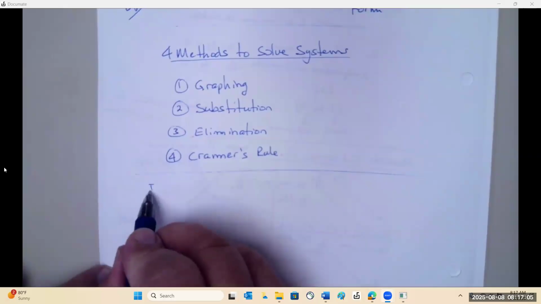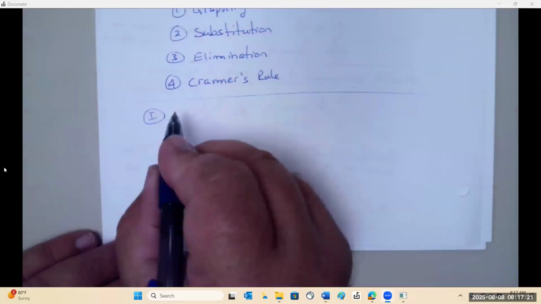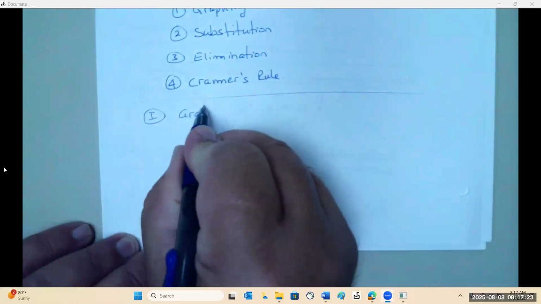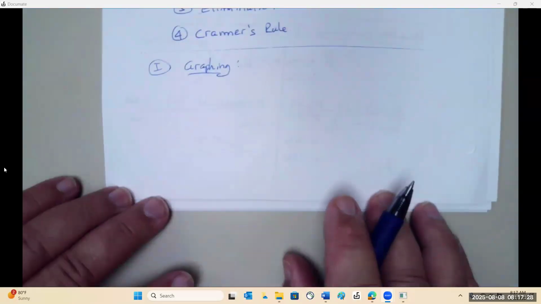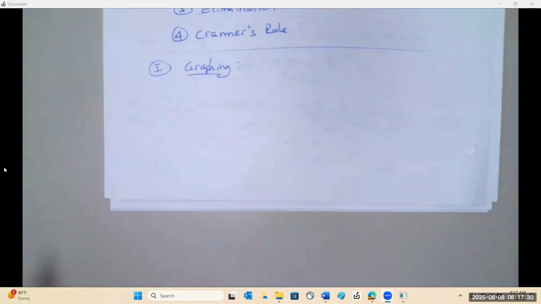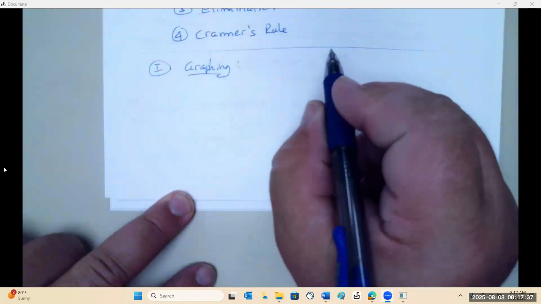The first one, we don't use too often unless we're using some sort of technology, because depending on how well you draw your graphs and how well it's labeled and everything, it can either help you or hinder your answer. So for graphing, what are the steps to graph an equation? Because let's look at these examples here.